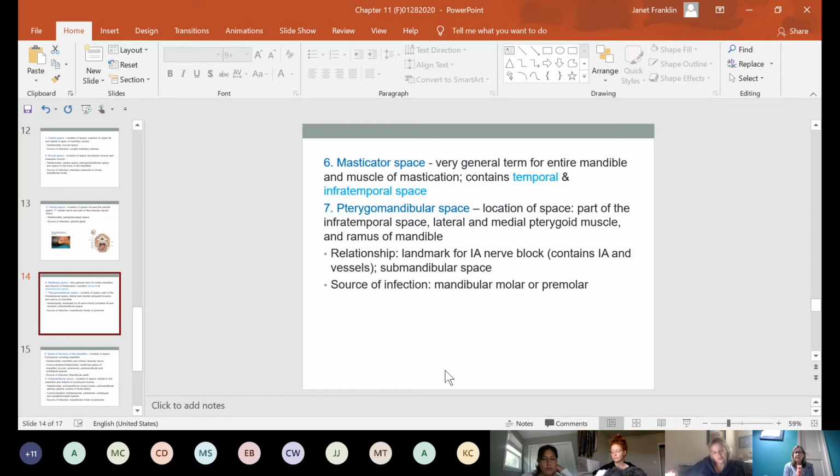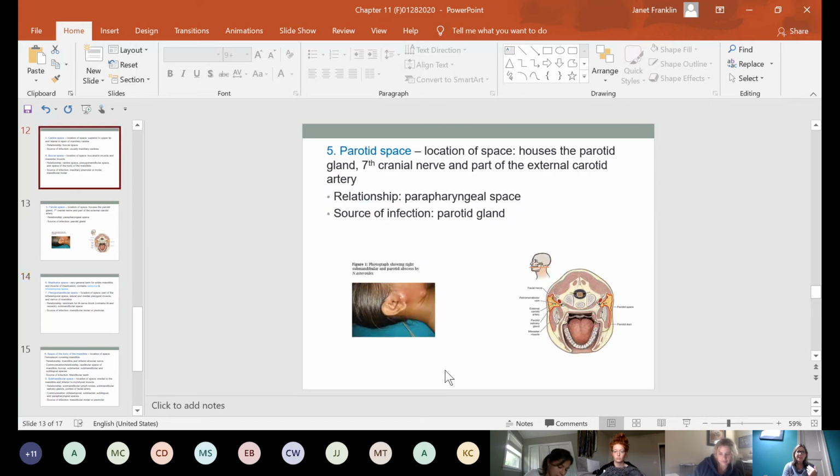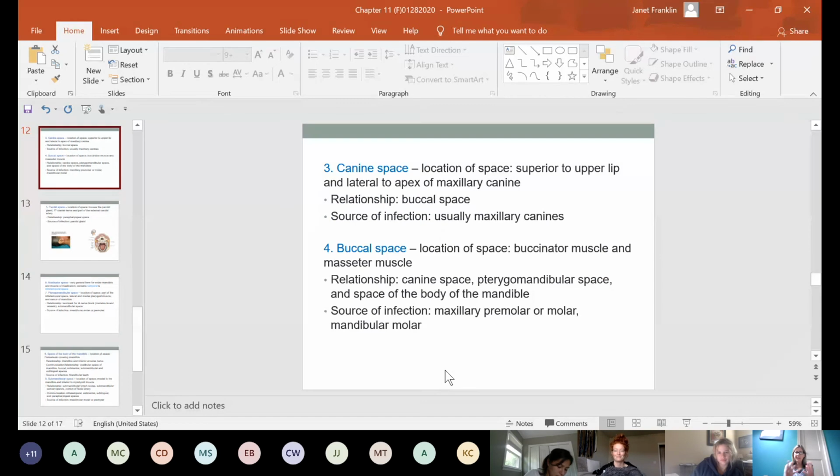When you're studying for the test, all the spaces kind of sound like their location. I'm not going to ask you real detailed questions about them. I will not ask you their exact location. So you will not need to know exactly where they're located. If we talk about any of the spaces, they're going to be the ones that sound like their name. I might ask you something about the canine space or the buccal space. I'm not going to ask you a very detailed question about where exactly is the buccal space located. So don't worry about memorizing all that. Just know the different spaces, have a general idea of what their source of infection might be.